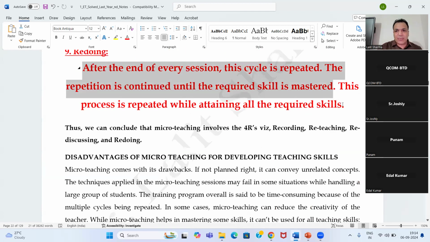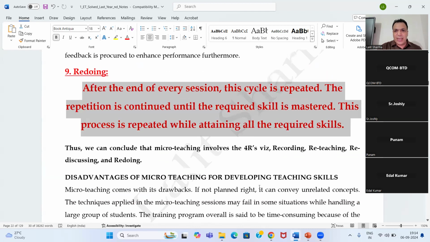After the end of every session, the cycle is repeated again, because the repetition is continued until the required skill is mastered. This process is repeated while attaining all the required skills. That way, guys, we learn. So this is also an example of programmed instruction.